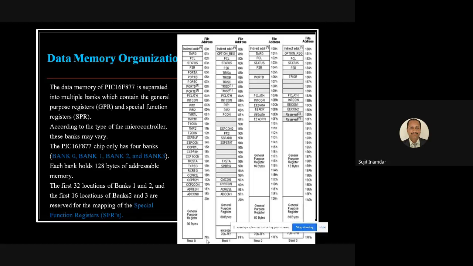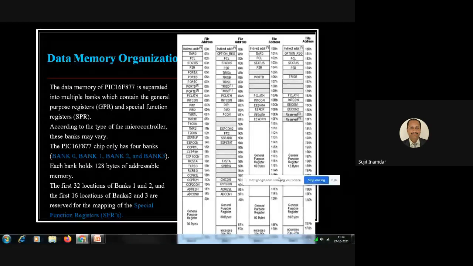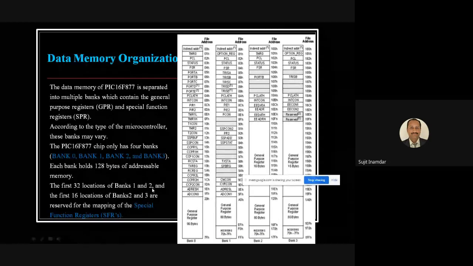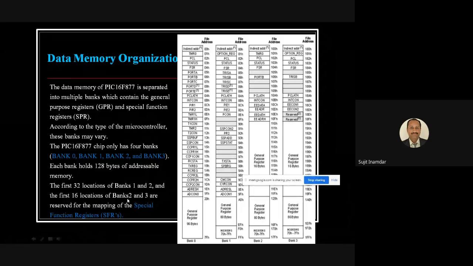0111 1111. Got it? And that stands for the 128 bytes. And if you're observing all these 4 banks, first 32 locations from bank 0 and 1, as well as first 16 locations of bank 2 and 3 are reserved for mapping of SFR.